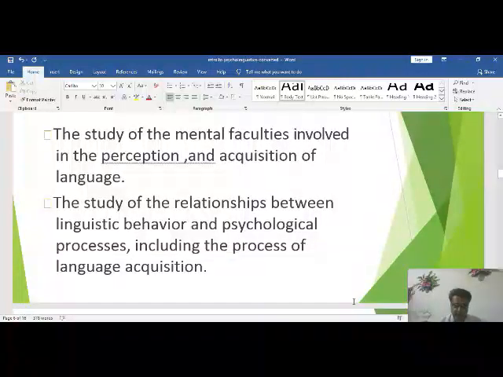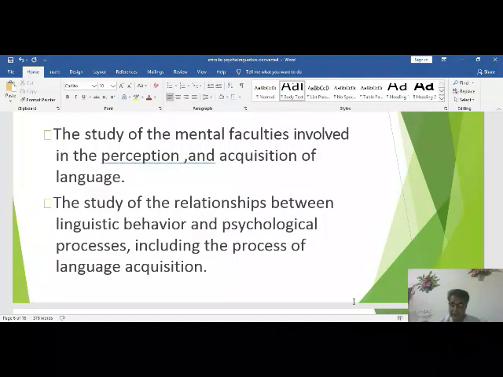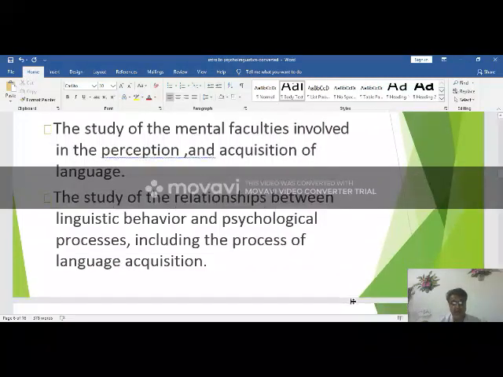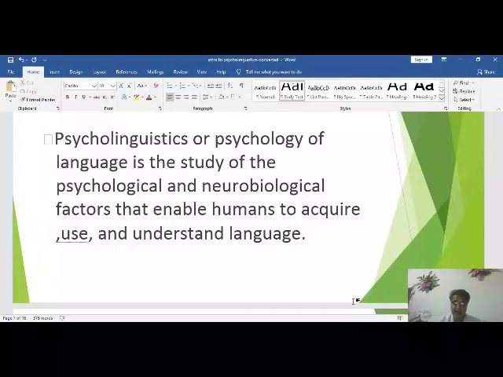Now just the simplest definitions of it, in order to take you there: the study of the mental faculties involved in the perception and acquisition of language. This is one type of approach to it for understanding. We can say it is the study of the relationships between linguistic behavior and psychological processes, including the processes of language acquisition, right? Psycholinguistics, or psychology of language, is the study of psychological and neurobiological factors that enable humans to acquire, use and understand language.